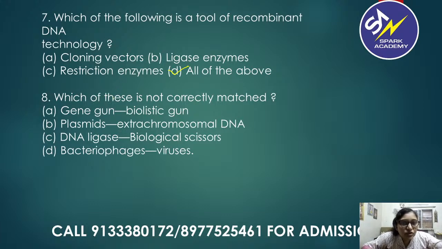Which of these is not correctly matched? Gene gun, biolistic gun; plasmid, extrachromosomal DNA. You need to focus on the word not. DNA ligase, biological scissors. DNA ligase is biological glue. So this is not correctly matched. So this is the correct answer.